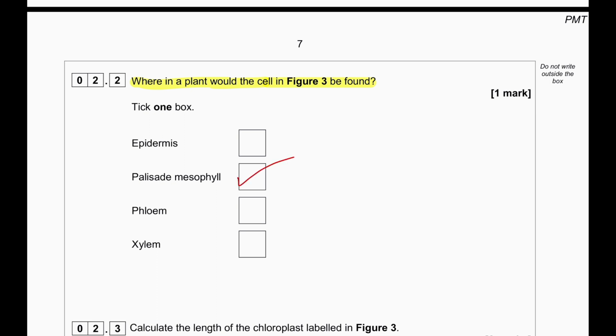The next option says in the epidermis. We know that epidermal cells do not contain any chloroplast. Phloem does not contain any chloroplast. Neither does xylem. Actually, xylem is a dead cell. Phloem is a living cell, but it does not contain chloroplast. It is mainly needed for the transport of substances like amino acids and glucose.